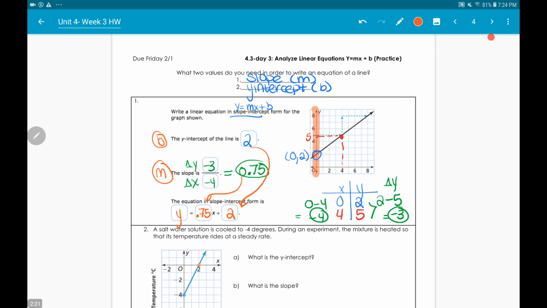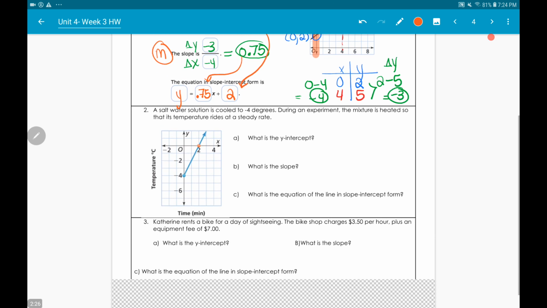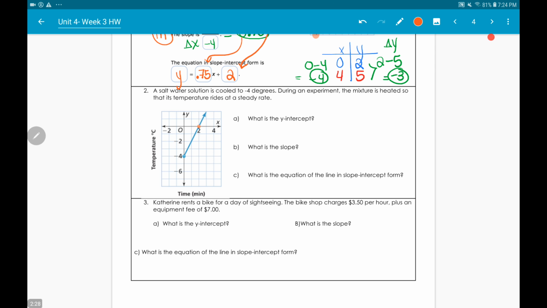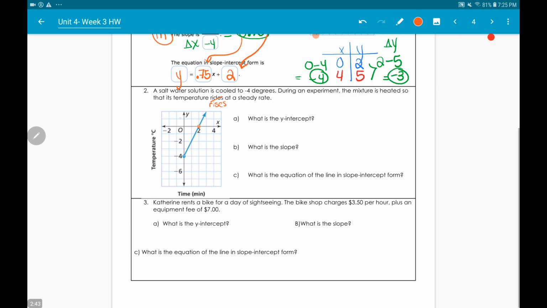Okay, let's try it again. Same concept. A saltwater solution is cooled to negative 4 degrees. During an experiment, the mixture is heated so that the temperature rises at a steady rate. What is the y-intercept? What is the slope? And what is the equation?